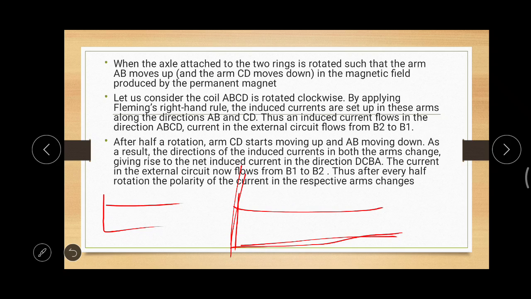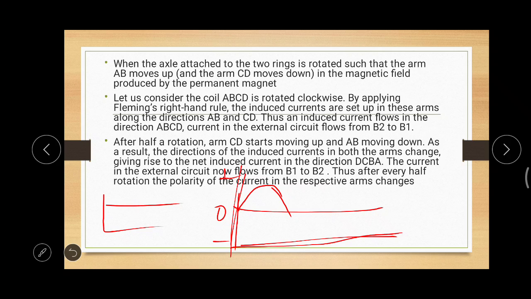Consider this as the origin, this is the positive and this is the negative portion. For the first rotation, AB is moving upward, which means the current value is increasing and it reaches a maximum. Now one half rotation is finished, and the value will become 0.